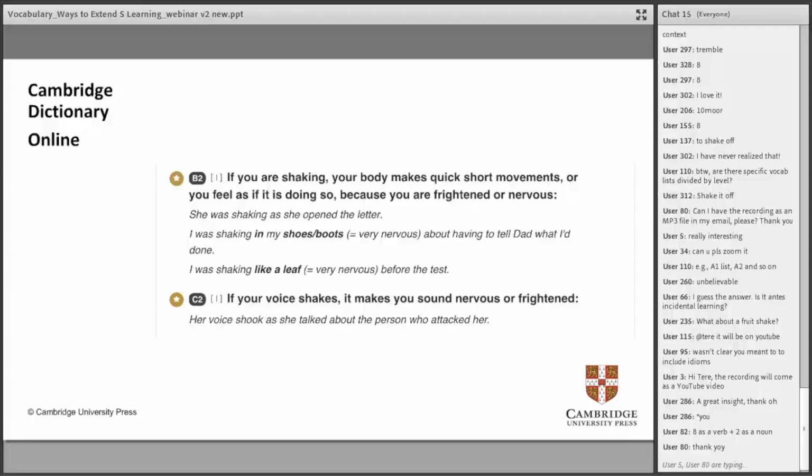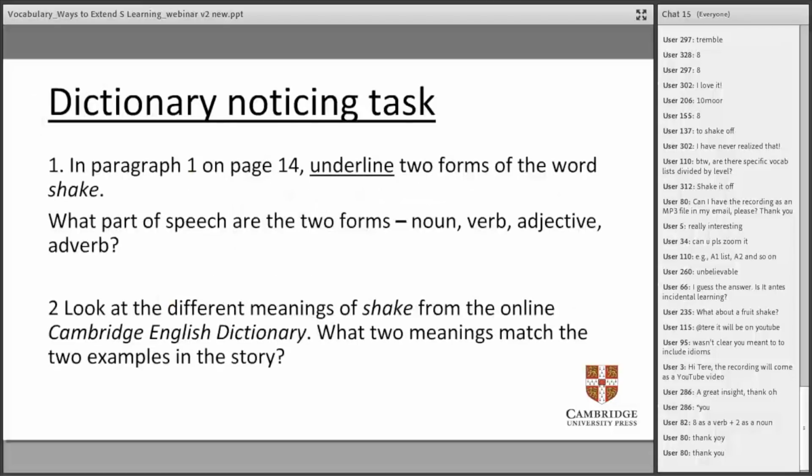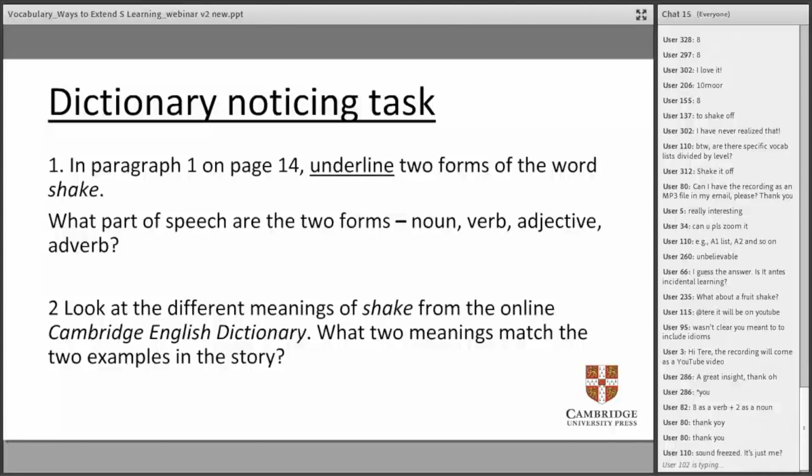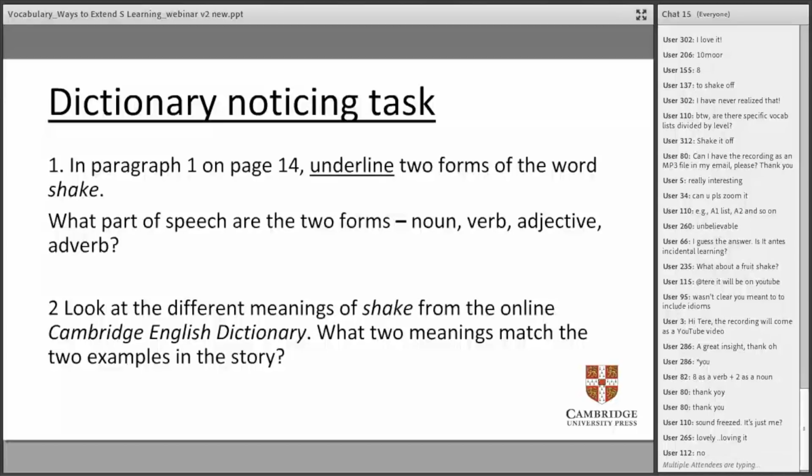What I'm showing you now is a task that I gave them. First of all, I got them to underline the two words so that they identified them. Before I did anything else, I got them to look at the words in context and decide whether they were a noun, a verb, an adjective, or an adverb. So they had to identify that the first use was shake as a verb, and the second use was shake as an adjective.